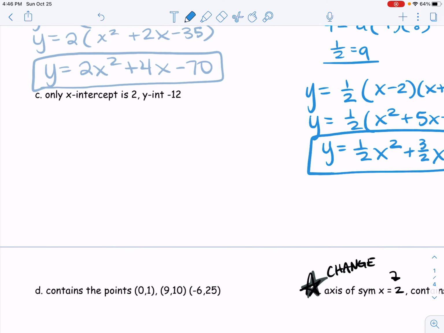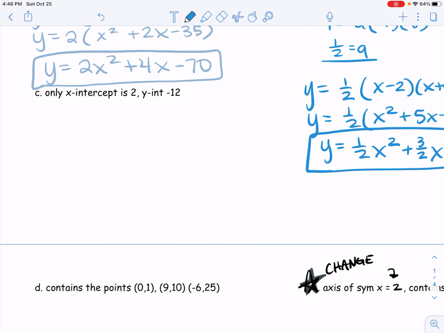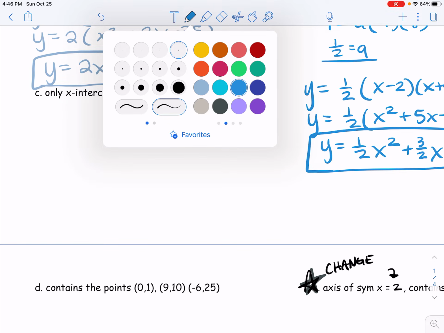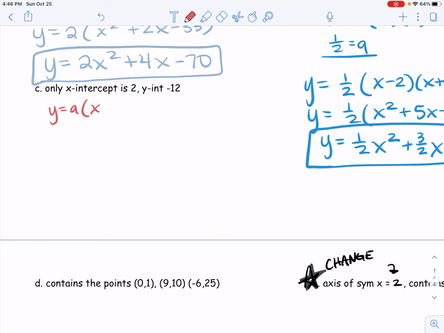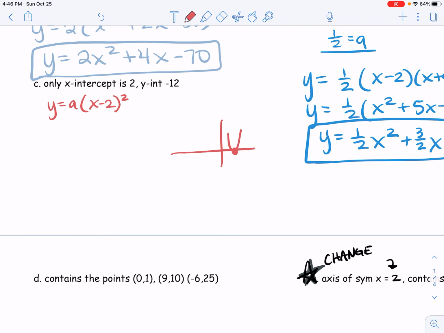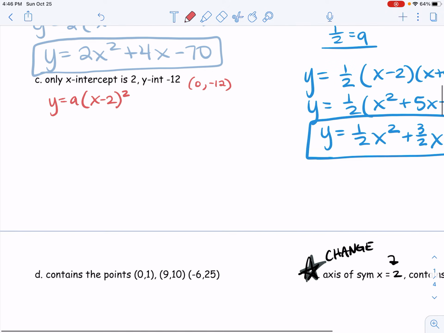And then a couple more examples, sorry. So example C, it says the only x-intercept is 2, and it has a y-intercept of negative 12. So if our only x-intercept is 2, then that means I have y equals a times x minus 2 squared. When I only have one x-intercept, it is the vertex, okay? So that is my h value. A y-intercept of negative 12 is obviously 0, negative 12, and so now I can use that to solve for a.